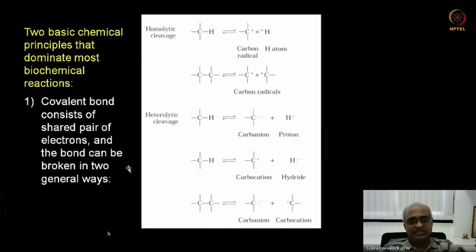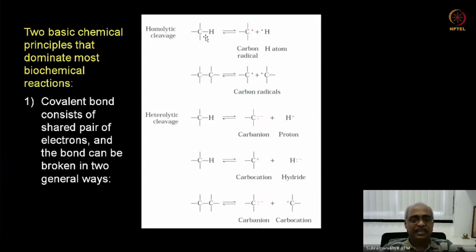So all of us know what is a covalent bond. Here you have an atom carbon and another atom hydrogen, and these two share a pair of electrons, meaning that pair of electrons goes around the hydrogen nucleus as well as the carbon nucleus. So this is what a covalent bond is. A pair of electrons is shared between two atomic nuclei.